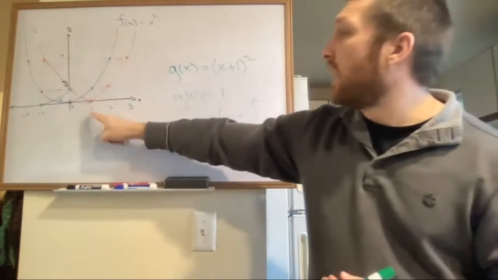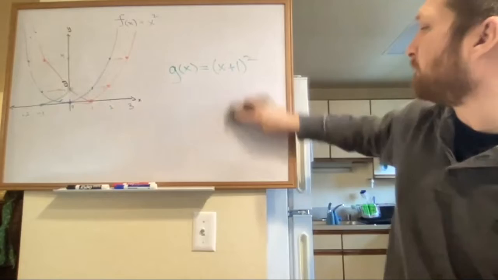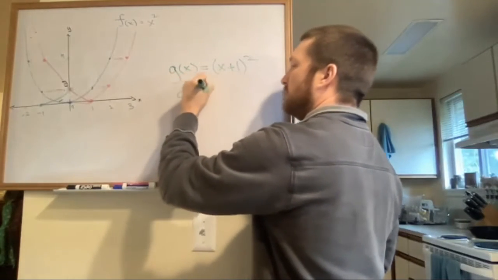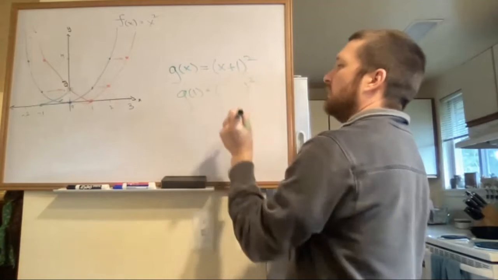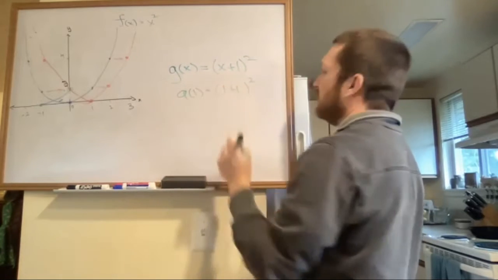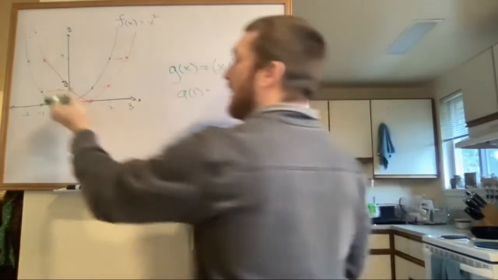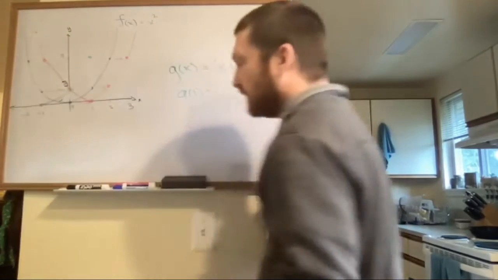Let's see what happens when I plug in a 1 into G. What is G of 1? Four. It is 4 because I plug in the 1. I get 1 plus 1 is 2. 2 squared is 4. And indeed, yes, I've moved up now to 4.